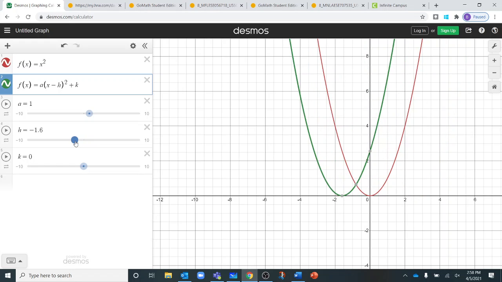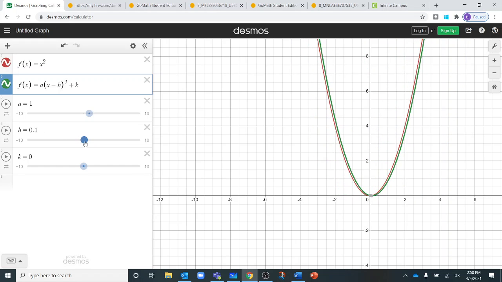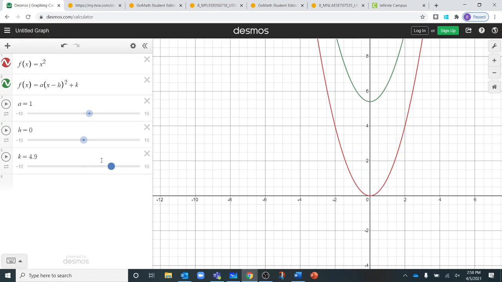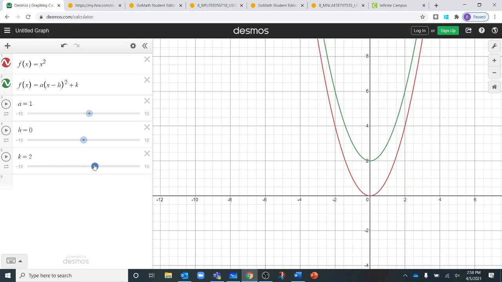So I'm going to move that back to 0. And then the last one that we have is the k value. And you probably have already figured out, a expands or contracts it, h moves it left or right, so k moves it up and down. So it moves it up or it moves it down, and it's just the number of spaces that k is. And that's really all there is to the equation. A is contraction and expansion, h is left, right, and k is up and down.